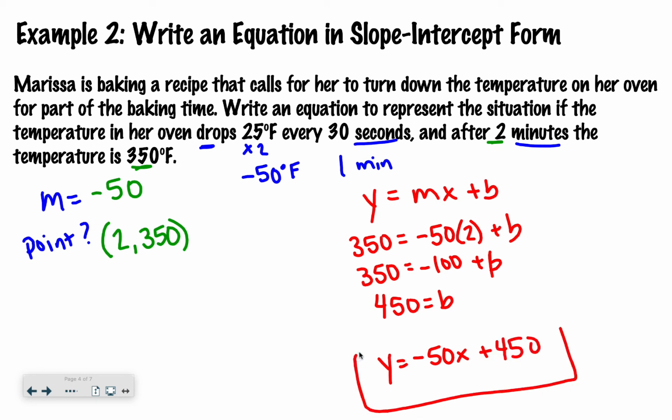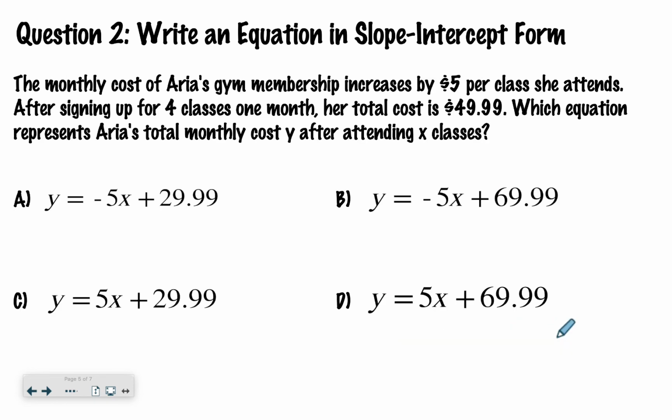Okay, so hopefully you see the connection between this problem and the last one that we just did. And I want you to try to write an equation for this problem. The monthly cost of Aria's gym membership increases by $5 per class she attends. After signing up for 4 classes 1 month, her total cost is $49.99. Which equation represents Aria's total monthly cost y after attending x classes? Good luck!